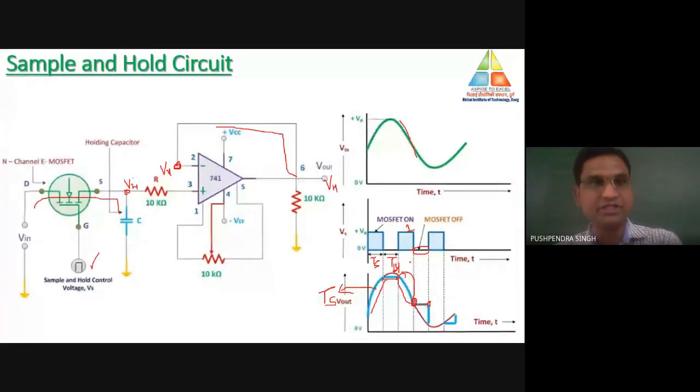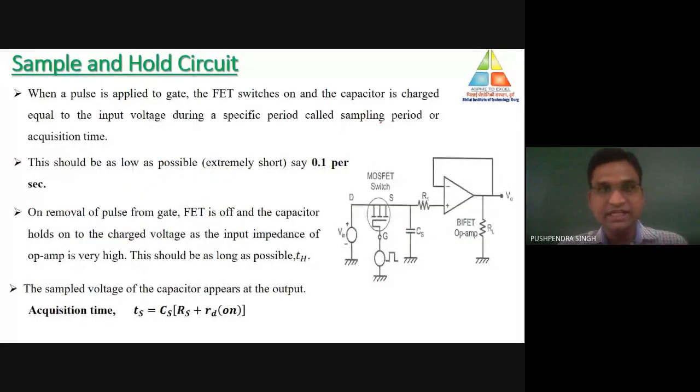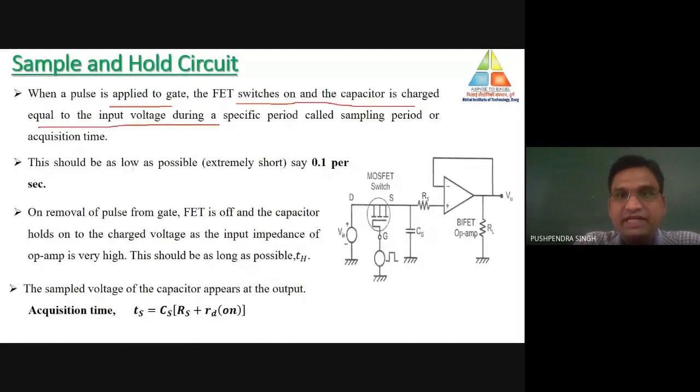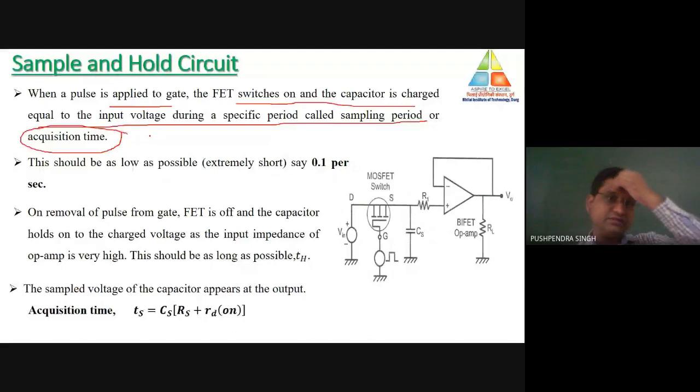So this is the basic operation of the sample and hold circuit. Whatever I told you is written over here. When a pulse is applied to the gate, the FET switches on and the capacitor is charged equal to the input voltage source during a specific time period, which is called the sampling period or acquisition time. Many times in examinations, you can be asked what you mean by acquisition time. Sampling time is called the acquisition time, and the capacitor should charge instantly with the input voltage source.